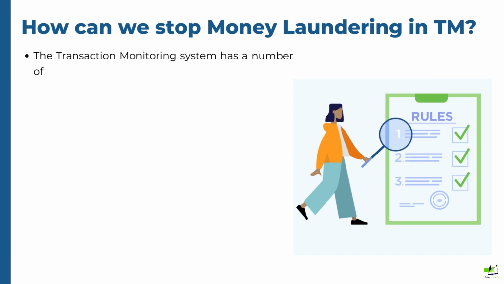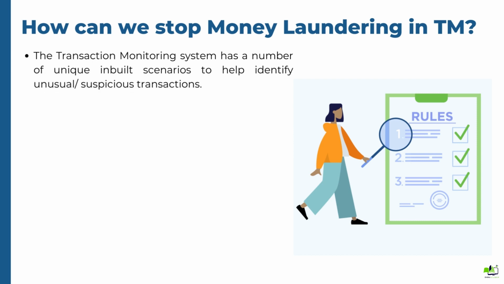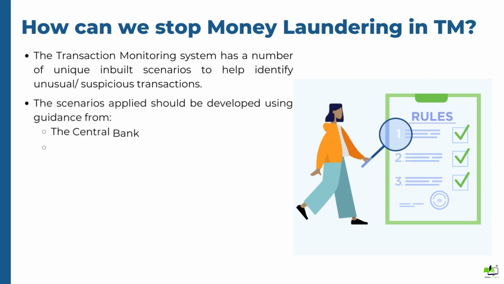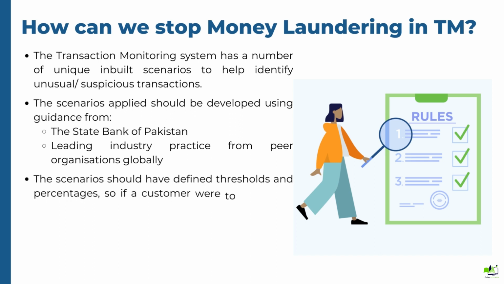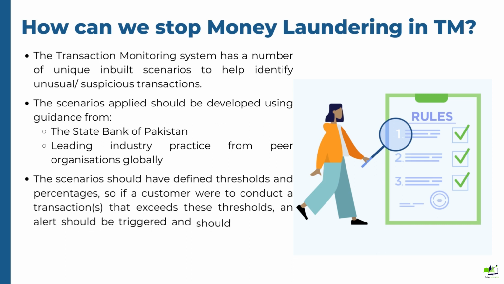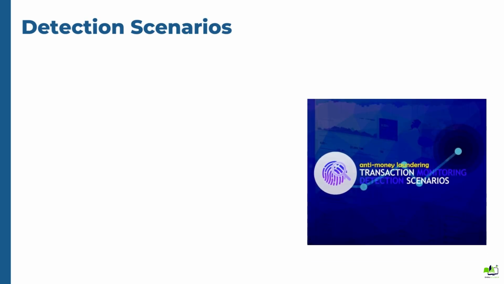The TMS system should have a number of unique inbuilt scenarios to identify unusual transactions. The scenarios should be developed using guidance from central bank or leading industry practice. Some of the scenarios have defined thresholds and percentages, so if a customer conducts a transaction that exceeds these thresholds, an alert should be triggered and investigated. Following are the sample detection scenarios.